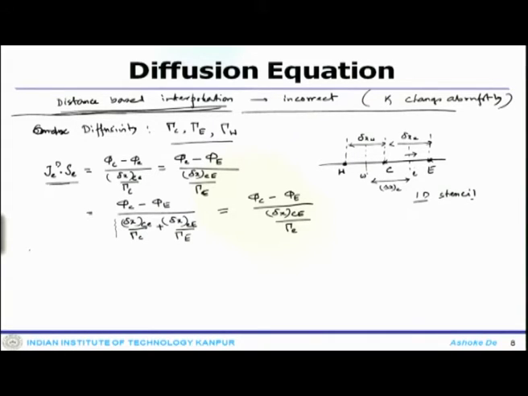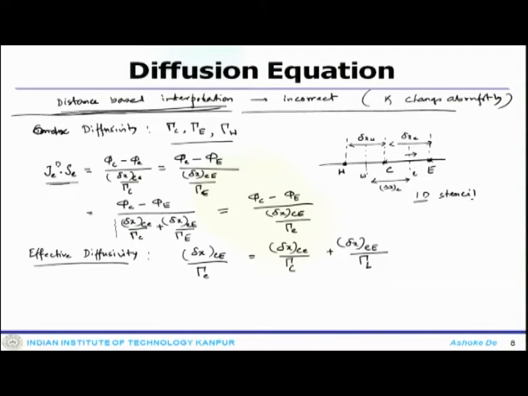So, hence the effective conductivity or diffusivity, whatever you call it, effective diffusivity becomes del x by C e by gamma e, del x C e, that means the distance between these two cell centers, equivalent to del x C small e by gamma c plus del x small e e by gamma e.